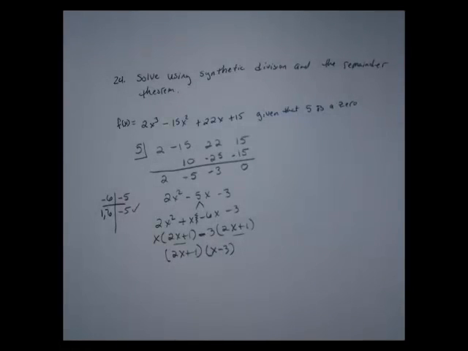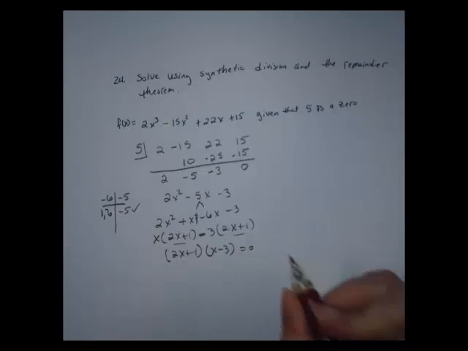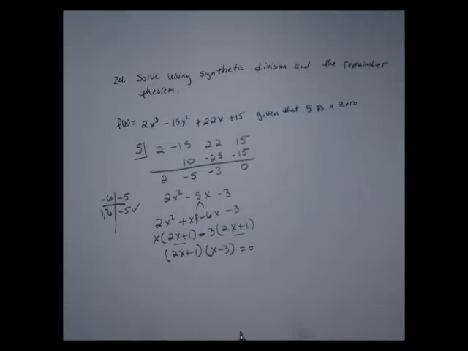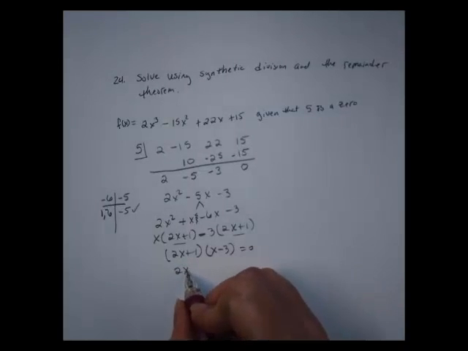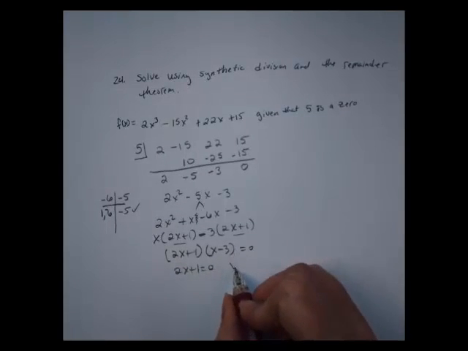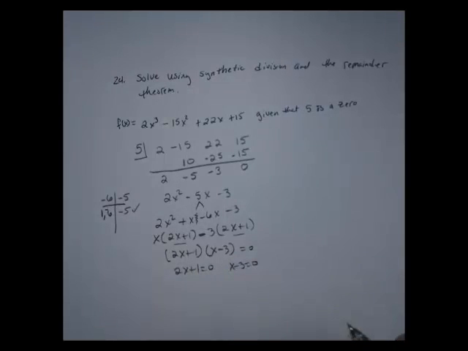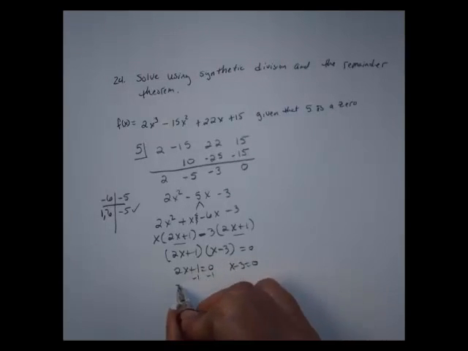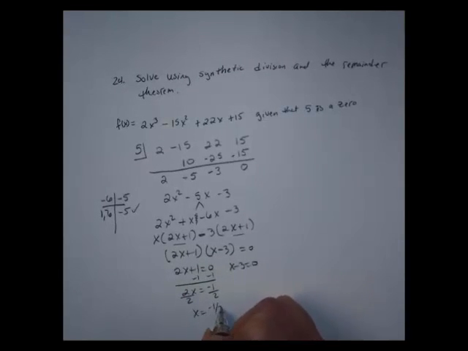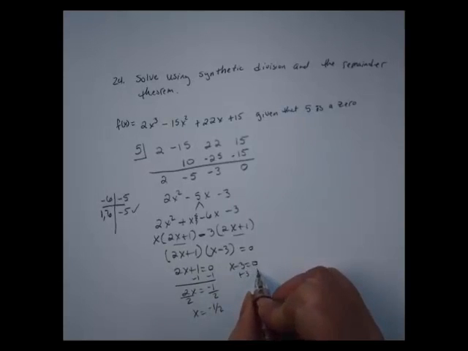So now that we have those factored, we're going to set them equal to 0 to find our actual zeros. So we have 2x plus 1 equal to 0, and x minus 3 equals 0. Subtract our 1 over, we have 2x equal to -1, divide by 2, and x will equal -1/2. Add our 3 to both sides, and we get x equal to 3.